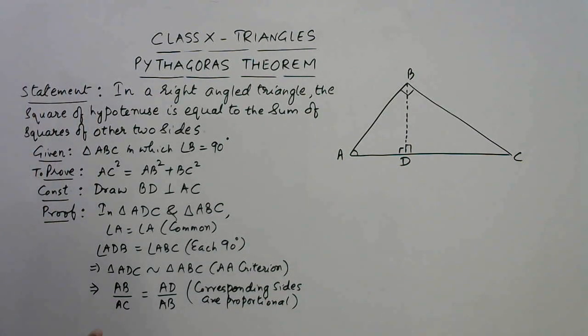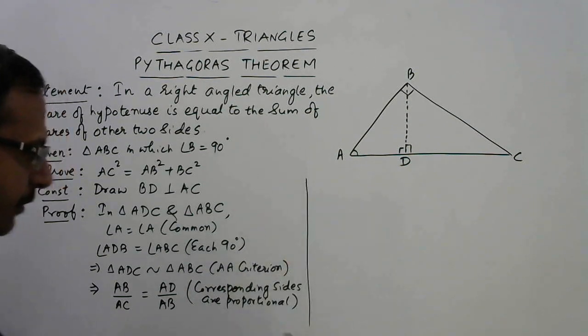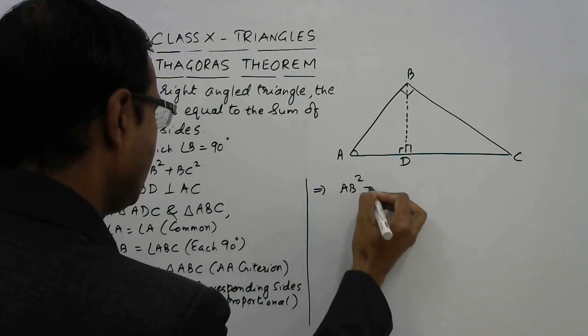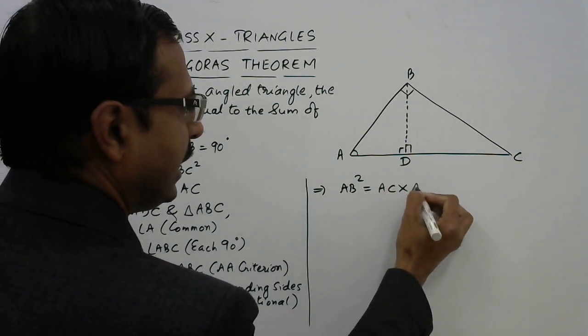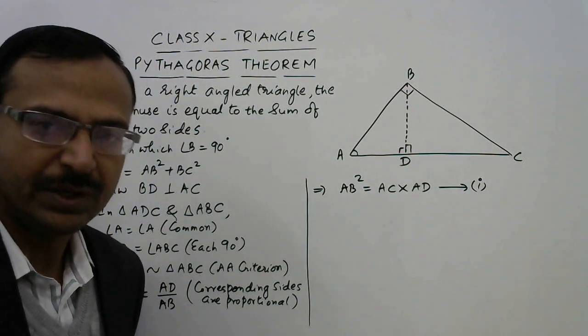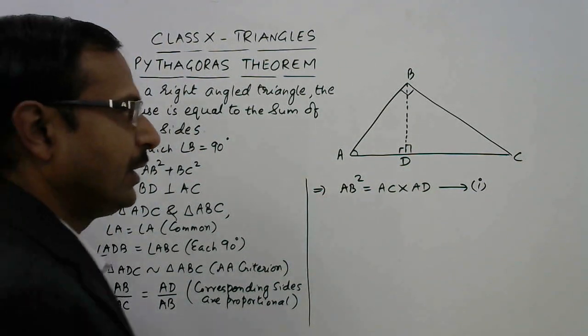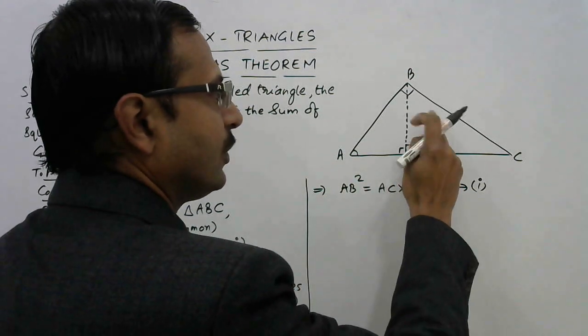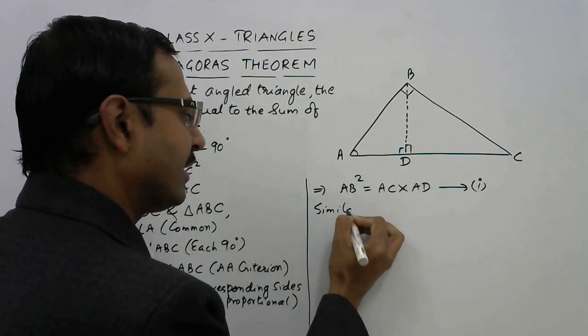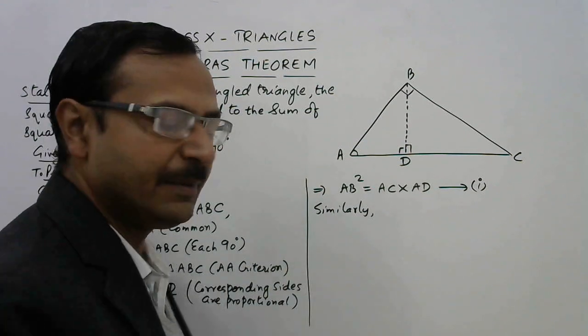Now once we get to this step, the next step is to cross multiply this. So we will get AB square equal to AC into AD. Now this is the equation number 1 which we required. Now if we would have taken the triangle on the right hand side, then we would have got another result. I will write that result as similarly.